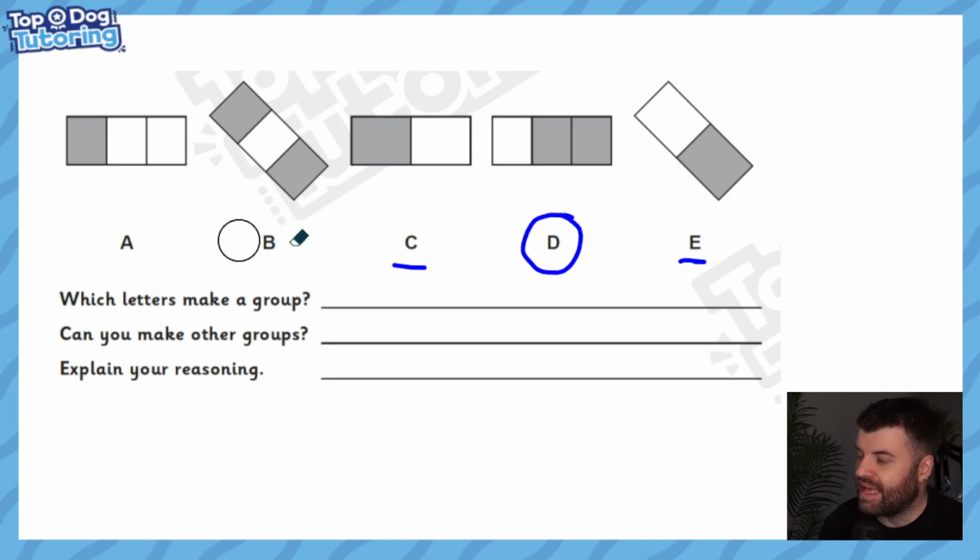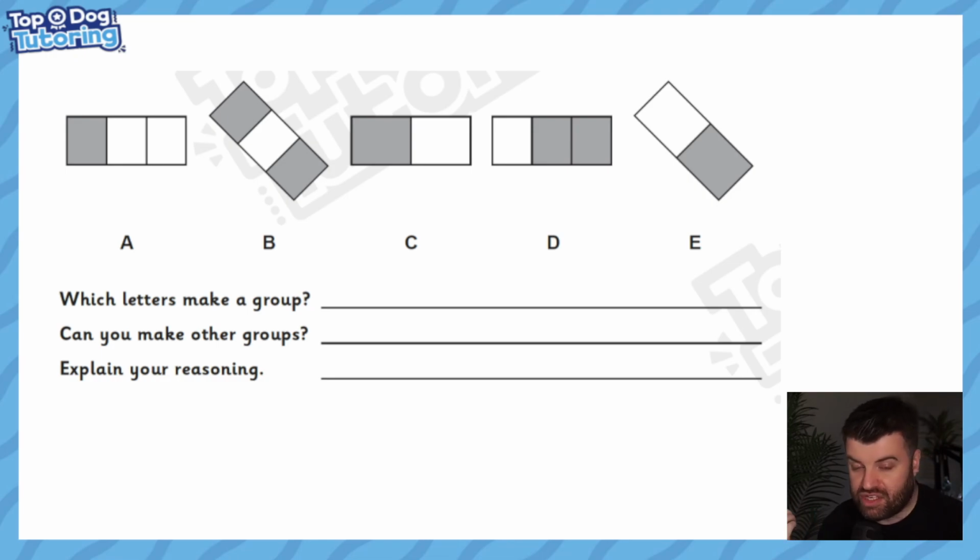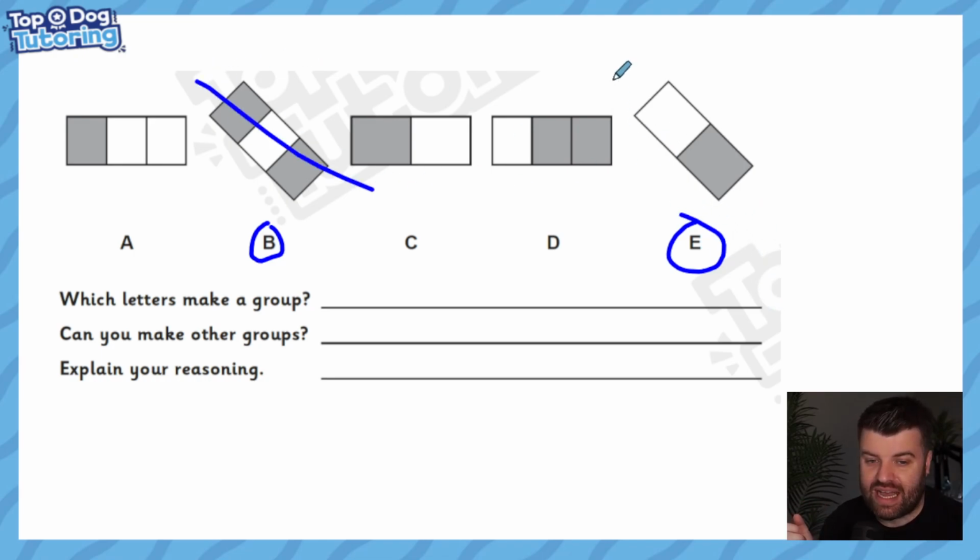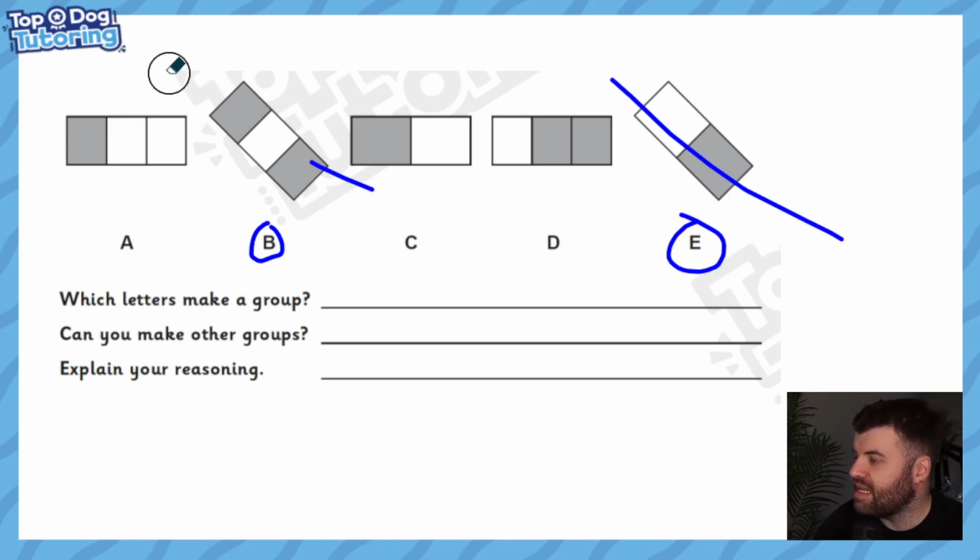In this one, I'm counting the number of something. So you could have grouped it via shading. You could have grouped it by number. You could have grouped it by position, for example. Did you put B and E as a group? Because they are orientated in the same way. They are going diagonally like this, whereas A, C, and D are all flat. So many different ways to make a group.